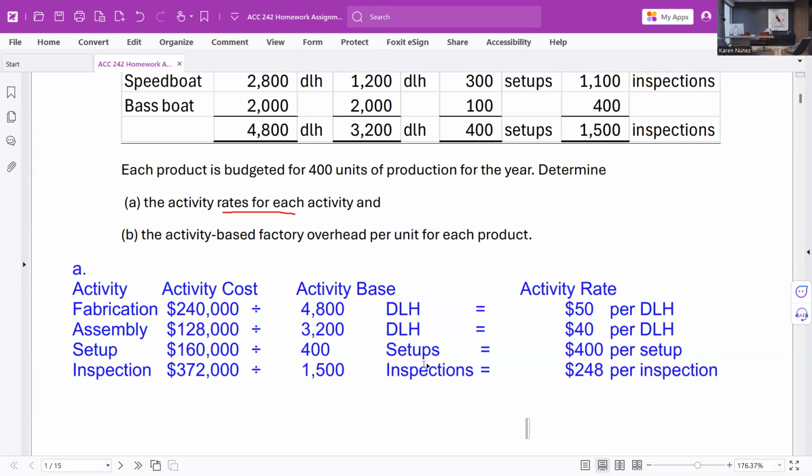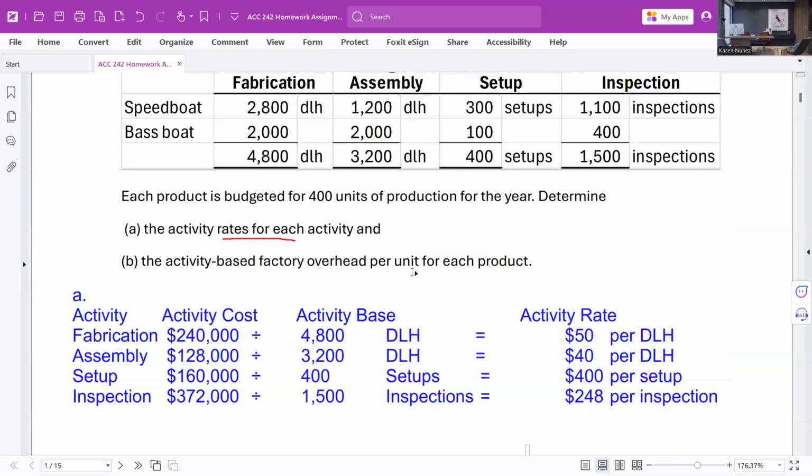Now we're going to use this information to assign the overhead to the 2 products. And we're going to start with the speedboat first. So with the speedboat product, to assign overhead, all we're going to do is take the activity times the rate. So speedboat has 2,800 direct labor hours. In fabrication, the rate is $50 per direct labor hour. The speedboat has 2,800 hours in assembly. The rate is $40 an hour.